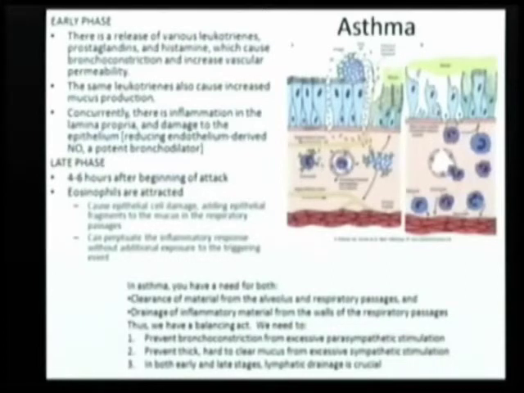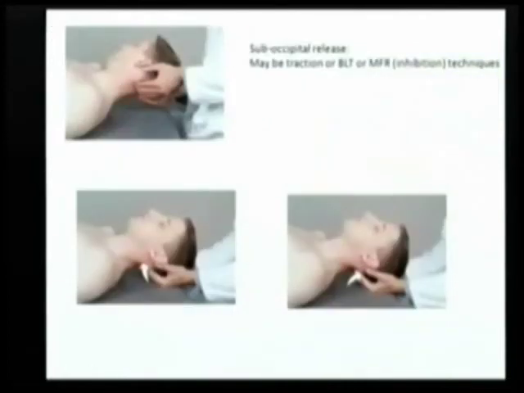I put a late phase diagram here to show that in fact asthma just keeps going and going, and the interventions that we have for the early phase are also relevant for the late phase. And if you don't catch it early, if you catch it late, you can still do a lot to stop the progression of long-term asthma.